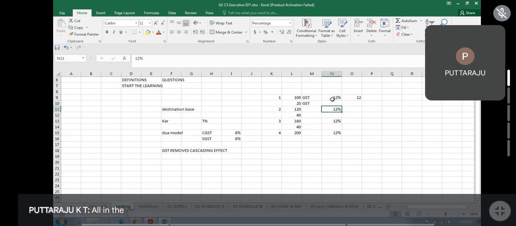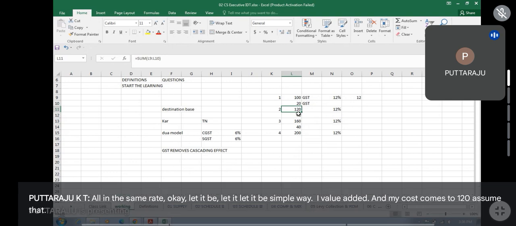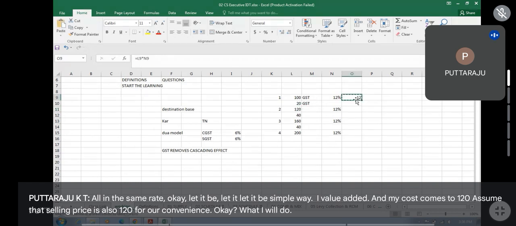All in the same rate. Okay, let it be simple way. I value added and my cost comes to 120. Assume that selling price is also 120 for our convenience. Okay, what I will do? I will sell this goods to X person. I purchase from you.